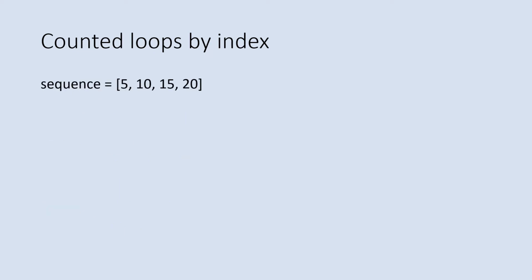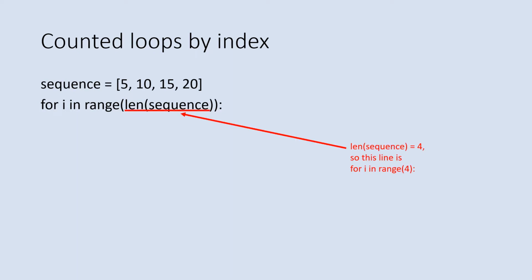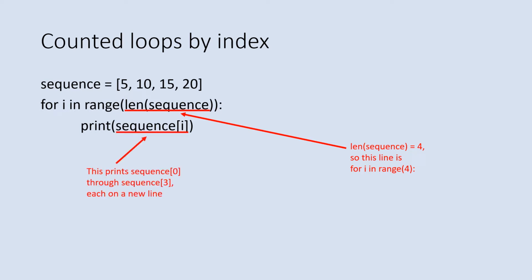So we had a sequence that was 5, 10, 15, and 20. Again, a list with these particular values. We could use range in this way. Instead of knowing how many values there are ahead of time, we could say, okay, for i in range length of sequence, and since the length of the sequence is 4, this line corresponds to for i in range 4. Again, i in range 4 is going to give us the values 0, 1, 2, and 3. If we then print sequence bracket i, that will print sequence 0, sequence 1, sequence 2, and then sequence 3. And so that will give us the values 5, new line 10, then on a new line 15, and on a new line 20.